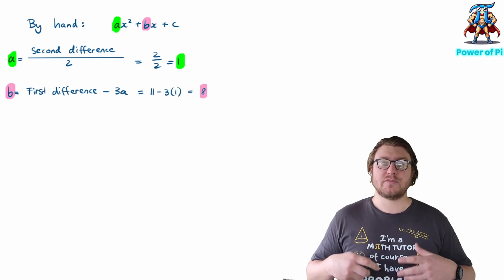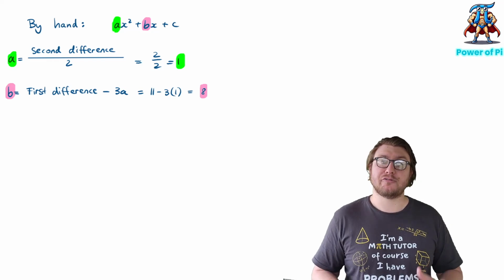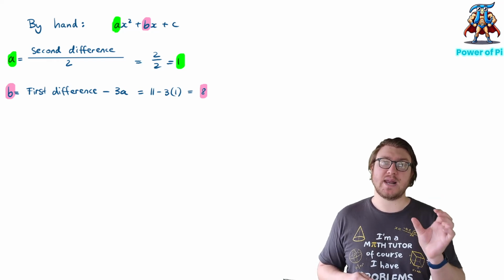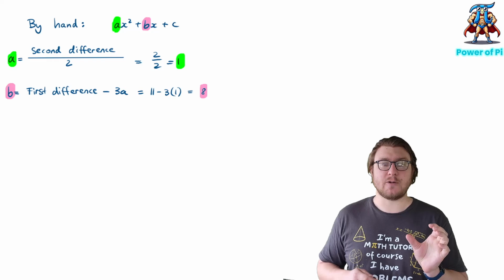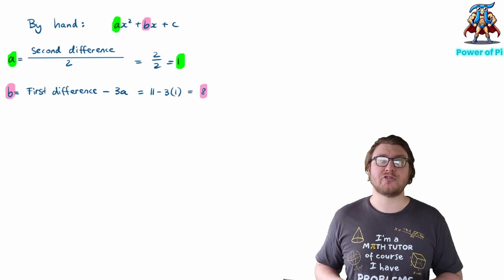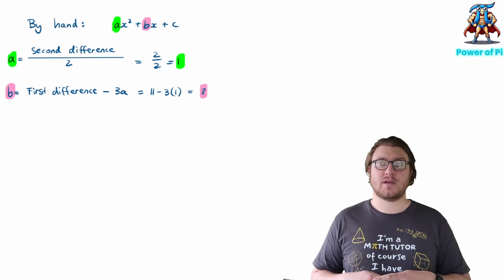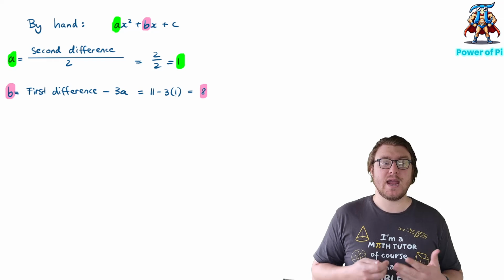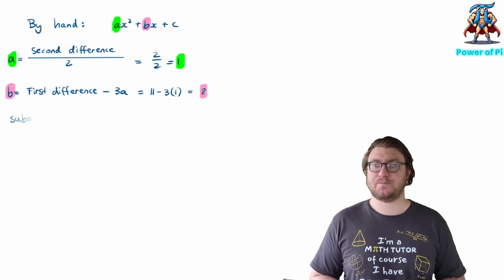For b, there's a different formula. One of the first differences that we had was plus 11. We take that one and we subtract 3a from this. Now we know what a is, so we substitute in a is 1 and we calculate, we get 8.